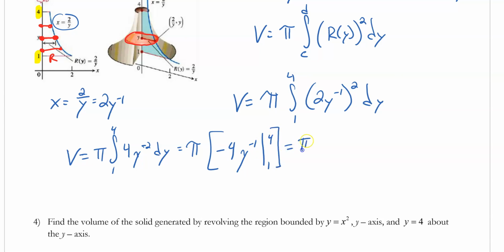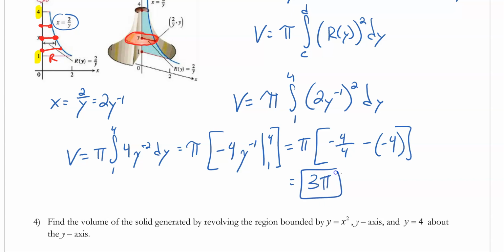Apply the FTC, so pi. If I plug in 4, I'm going to get -4 over 4, because you're going to have 4 to the -1, which is 1 over 4, minus -4 times 1, so just +4. So we get pi, and we're going to have -1 plus 4, which is 3, and we get 3 pi. That would be the volume of that three-dimensional shape.